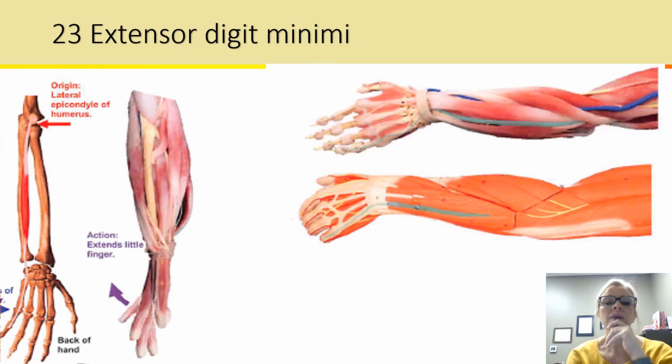All right, so here we have the extensor digiti minimi. And so, of course, this is going to go down to the digits or the fingers. And then minimi, of course, you can think little finger here, minimi. So this is the small finger stretcher. And you can see it's a very thin, narrow muscle. It's going to extend the phalangeal joints, very thin, located medial to the extensor digitorum. The tendon extends to the little finger. The tendon there is how you will locate this one.